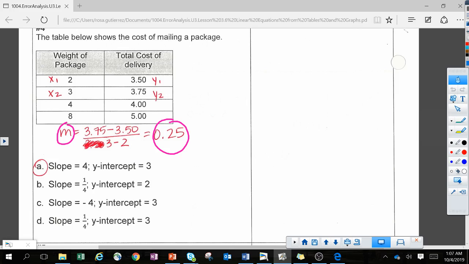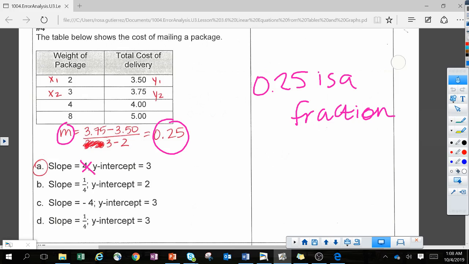And so I was surprised to see that some of us chose A, because I need you to remember 25 hundredths is a fraction. Write that down. 25 hundredths is a fraction. It cannot be a whole number. It's a decimal that's less than 1, so there's no way it could be a whole number. It's like saying that a quarter, 25 cents, is the same as $4. So I would actually cross off 4, or A, immediately, because it says the slope is 4.